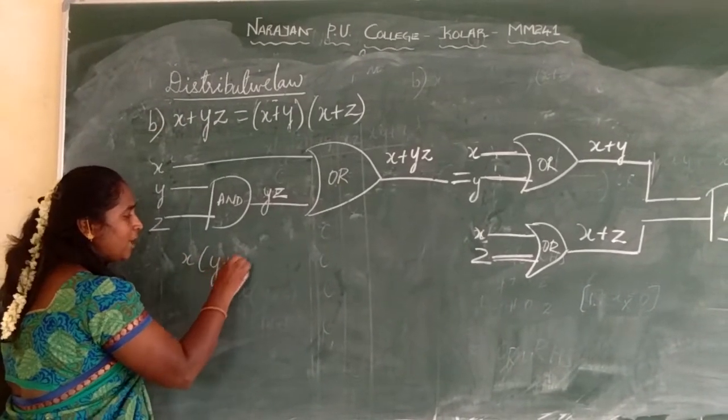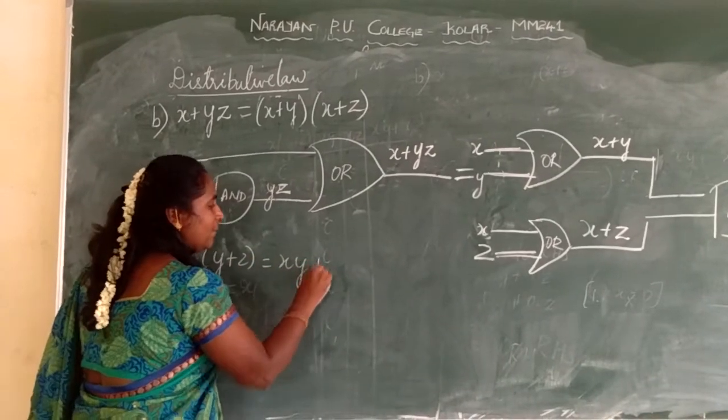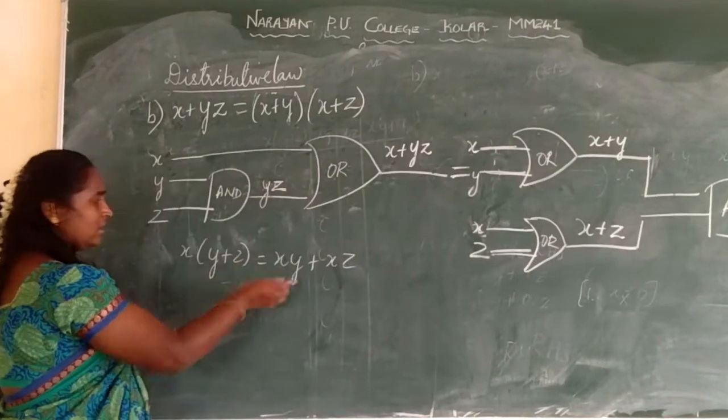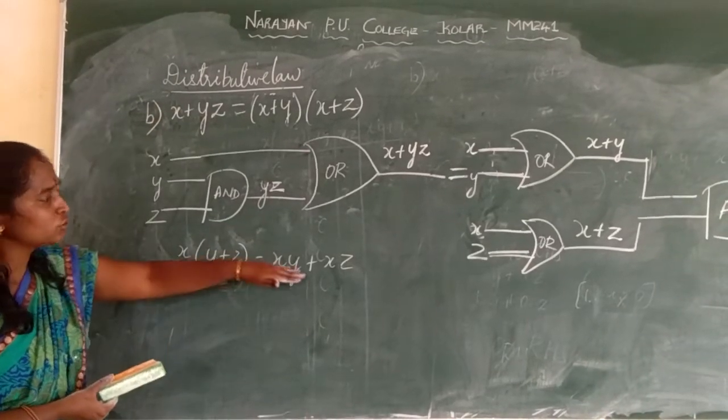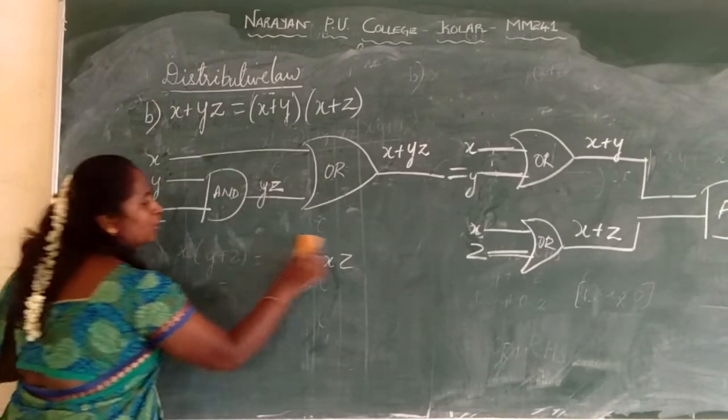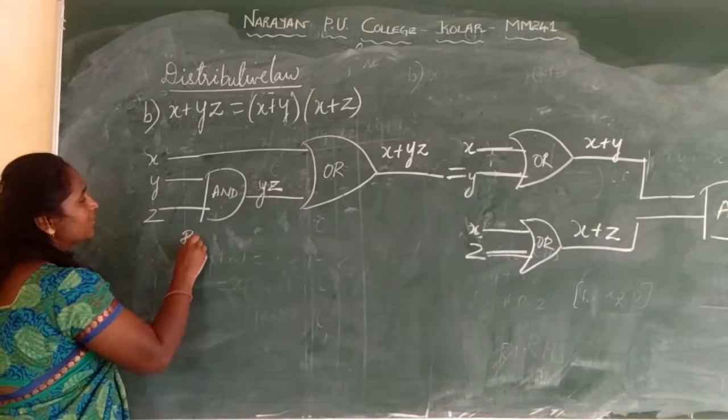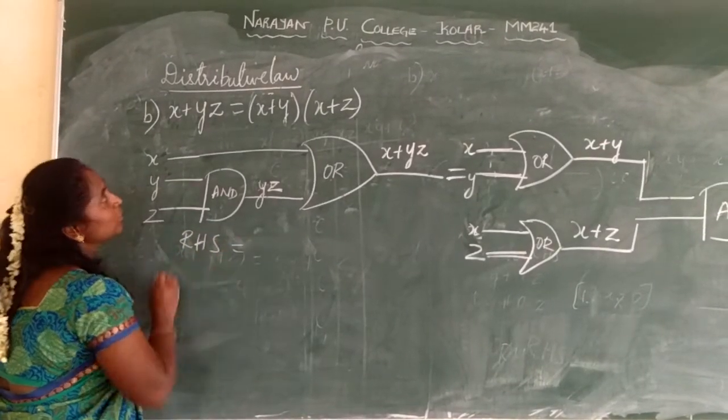x into (y plus z) is equal to xy plus xz. This is your first rule. This is the dual. It has the same components, but it acts as a dual rule. So we will prove that RHS equals LHS.